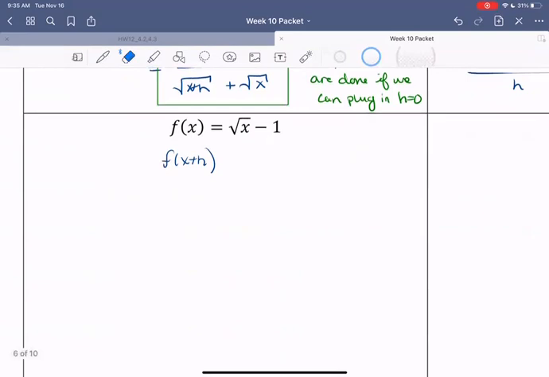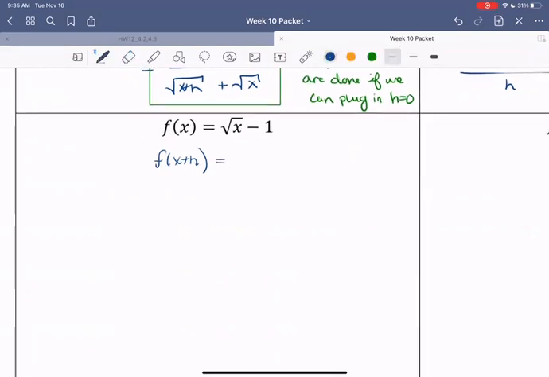So f of x plus h, that means we're going to plug in x plus h everywhere that we previously saw x in our function rule. So that looks like for us, square root of x plus h minus 1. So take a moment and pause the video and set up that difference quotient on your own, and then we'll look at it together.